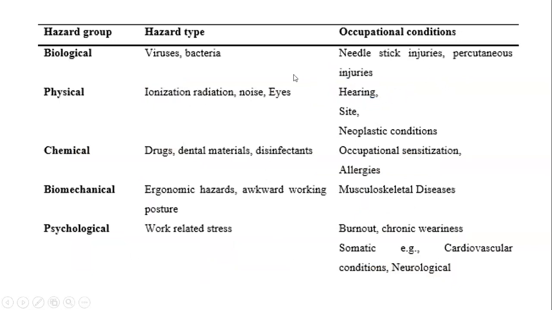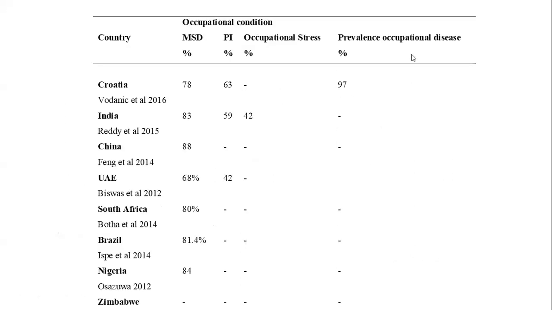The various hazards were again well covered in the last lecture. We know that dentists are exposed to biological, physical, chemical, biomechanical, and psychological hazards. I think this concept is fully covered. In terms of the prevalence of some of the occupational problems that then arise, you can see there, I think this is a fairly mature area in terms of available literature.